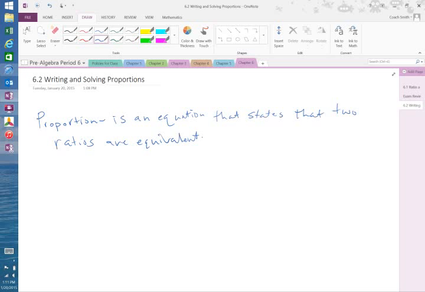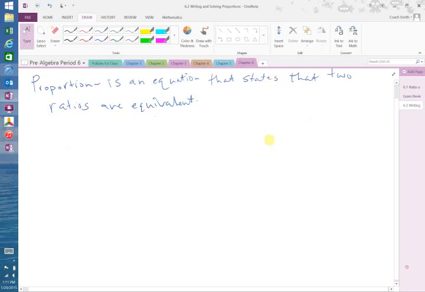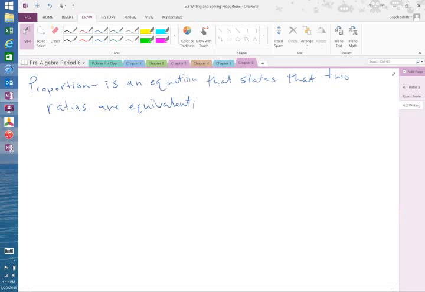Basically, a proportion is comparing two ratios, not necessarily two rates. You're not going to compare two rates in a proportion sense. You may compare them, but you're not going to put it into an equation and try to solve it. What we're going to be dealing with today is strictly ratios that are equivalent to each other, but they may be missing a part.